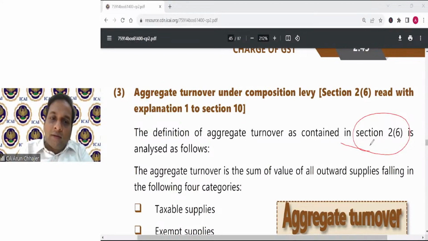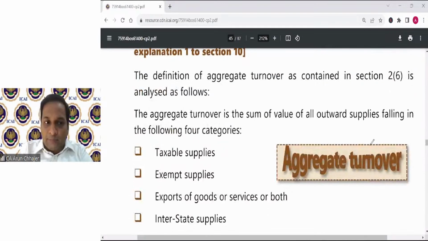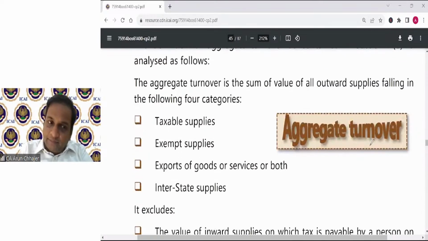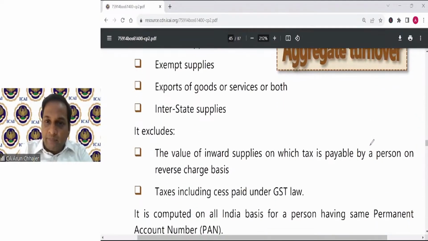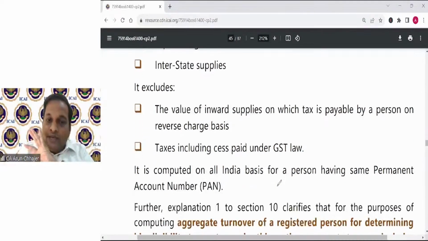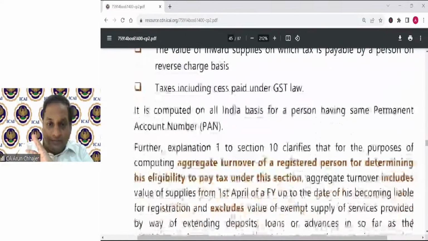Aggregate turnover means the sum of all outward supplies, taxable, exempted, export, and interstate, but excludes the value of inward supply on which tax is being paid under RCM by me as a recipient. It will not be included in the aggregate turnover. And whatever tax is there under GST law will not be included in the aggregate turnover. Apart from that, everything is added to calculate the aggregate turnover. It is to be computed on an all India basis.